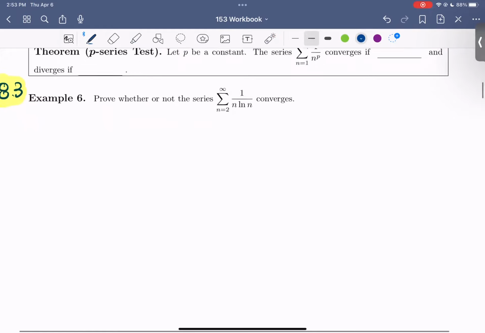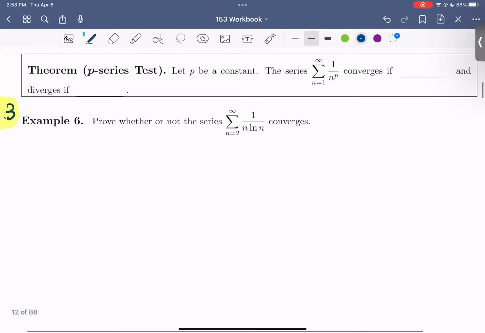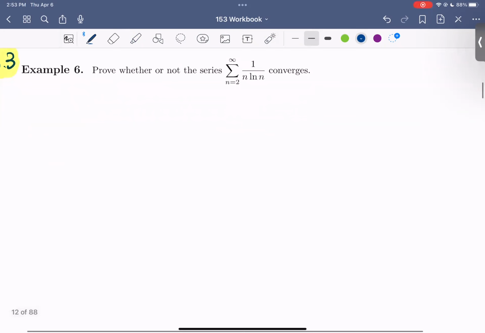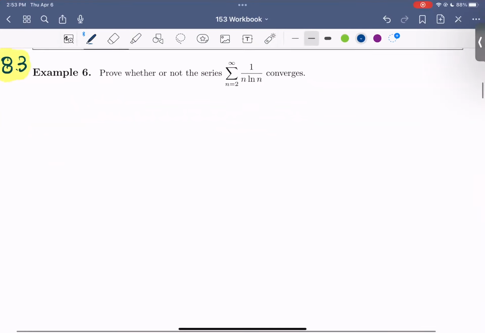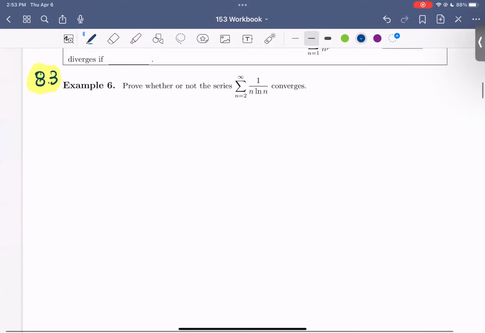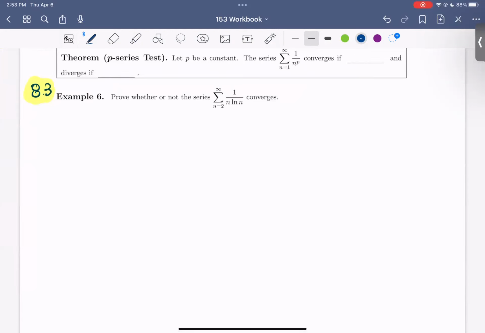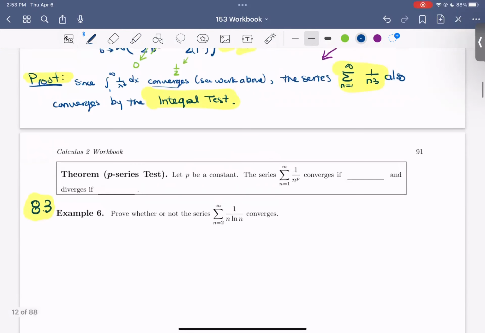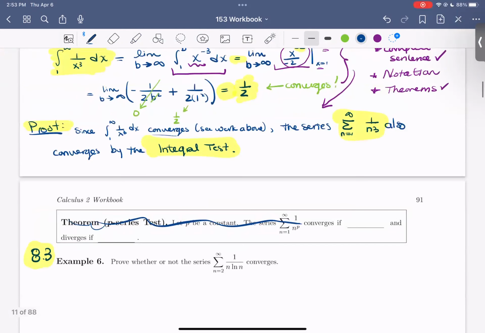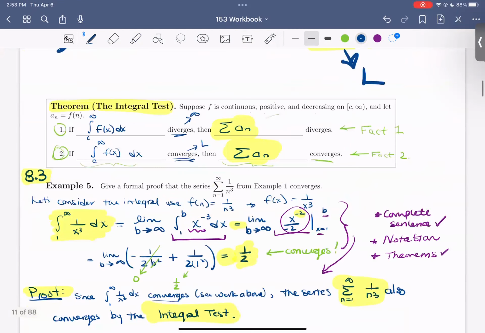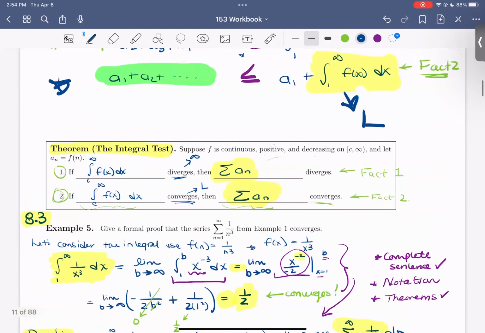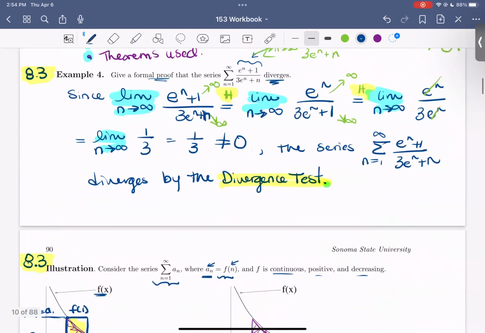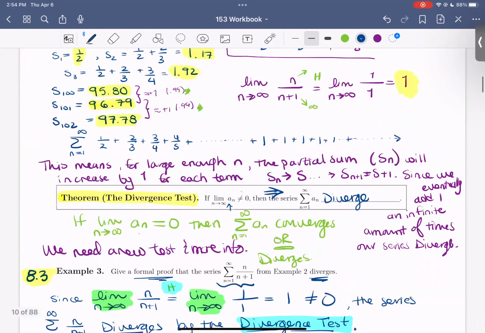All right, so example 6 says, prove whether or not the series given by the sum from n equals 2 to infinity of 1 over n times ln of n converges. We're not going to use the p-series test at this point, and we're not told what theorem or statement to use to show convergence. So far, what we do have to work with is the integral test and the divergence test. So we only have those two tests behind us.